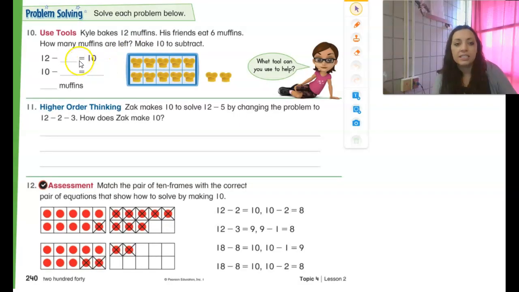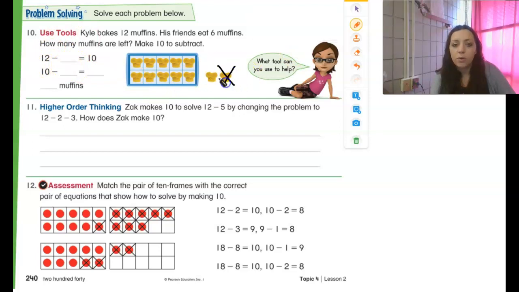So we're going to look at this top one. And remember, it's one of our word problems because we really want to think about what we're trying to do. It says, Kyle bakes 12 muffins. His friends eat 6 muffins. How many muffins are left? Make a 10 to subtract. So it's already made a 10 for us. It's filled in this 10 frame. Okay? And then it says 12 take away what equals 10?